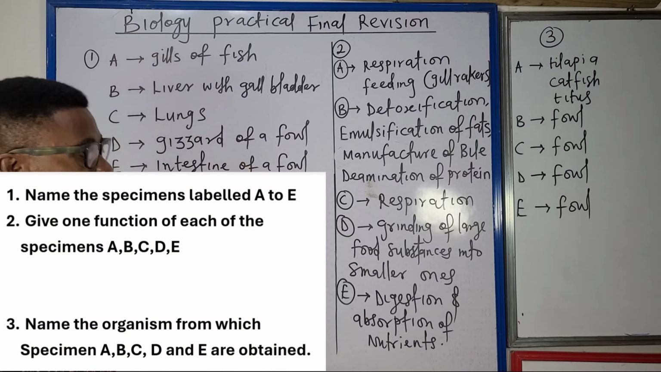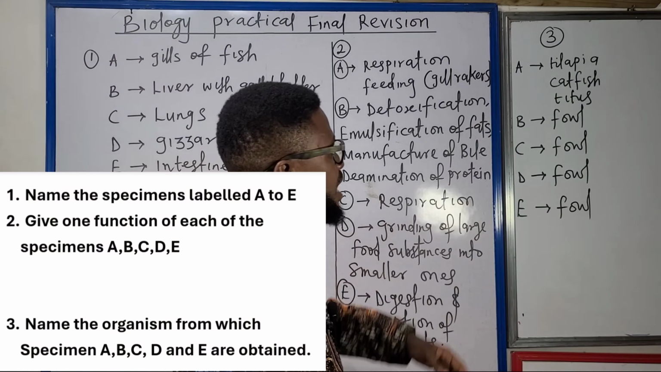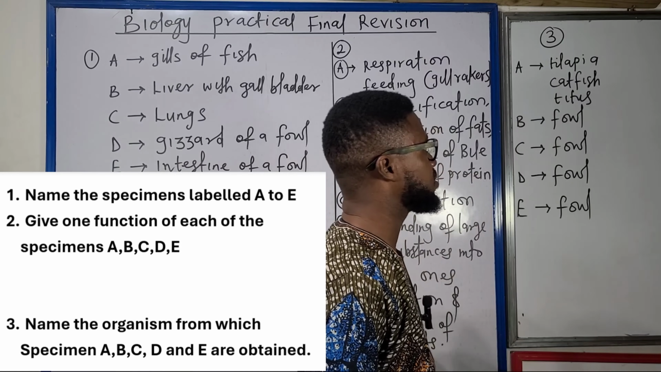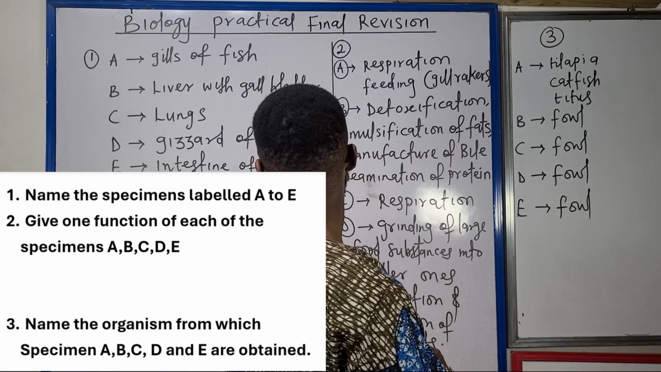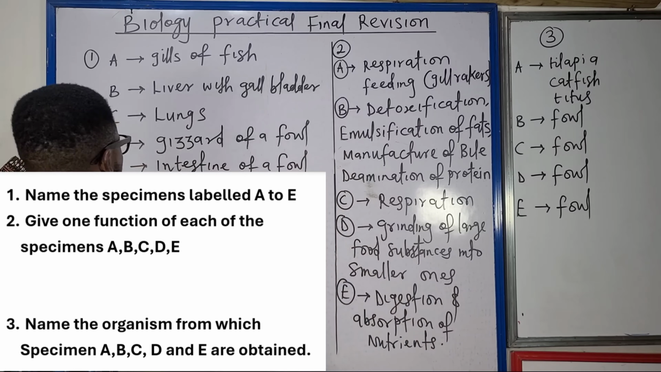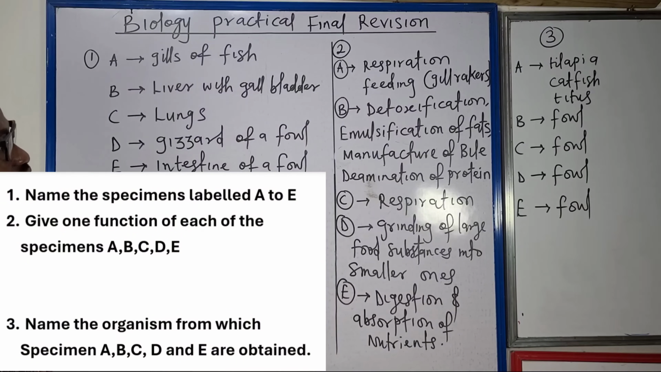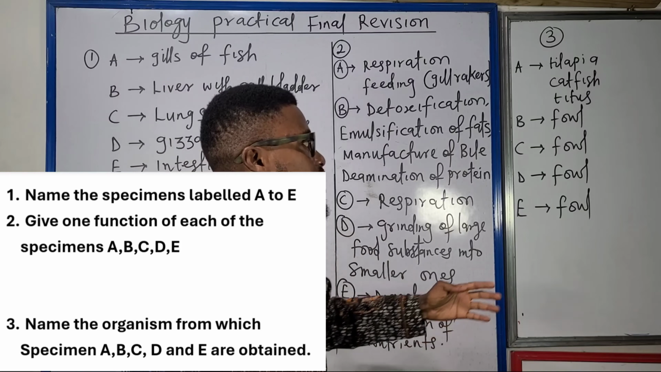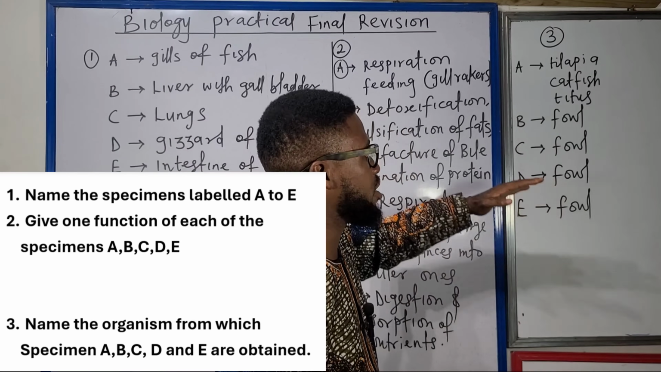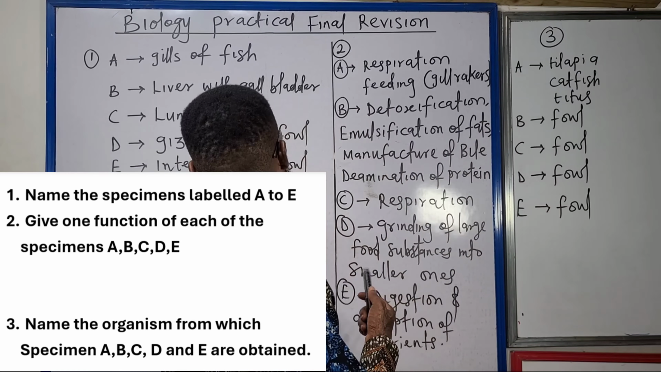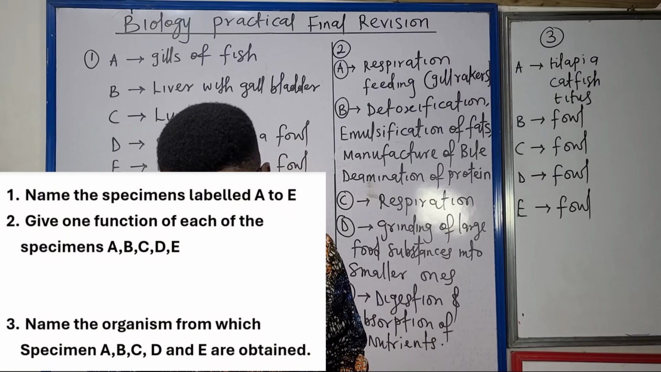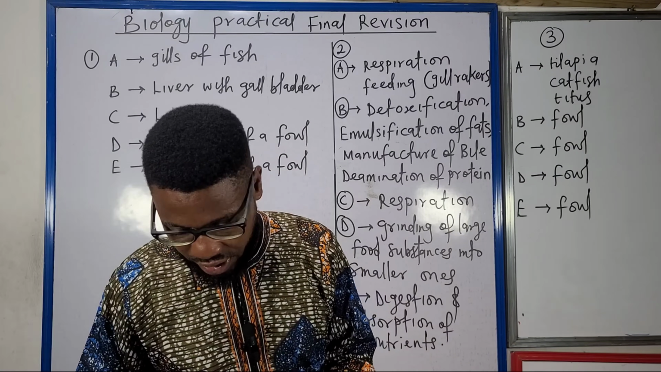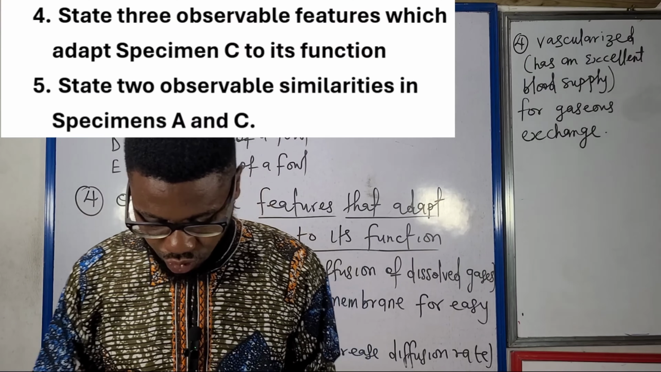When you talk about the gills of a fish, of course you can get that from just any fish: tilapia, catfish, titus fish. Specimens B, C, D, E are specimens that you can get from a domestic fowl, and that is why you have that. For specimen B, C, D, E, you can get all of those from a fowl. And that ends question 3. Okay, moving on to the next question.